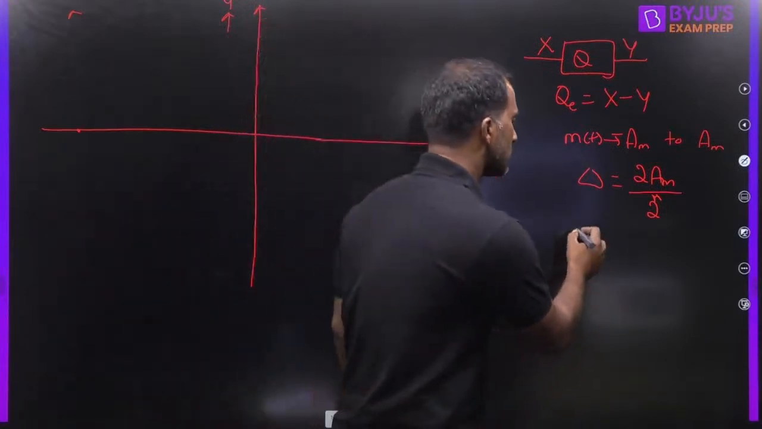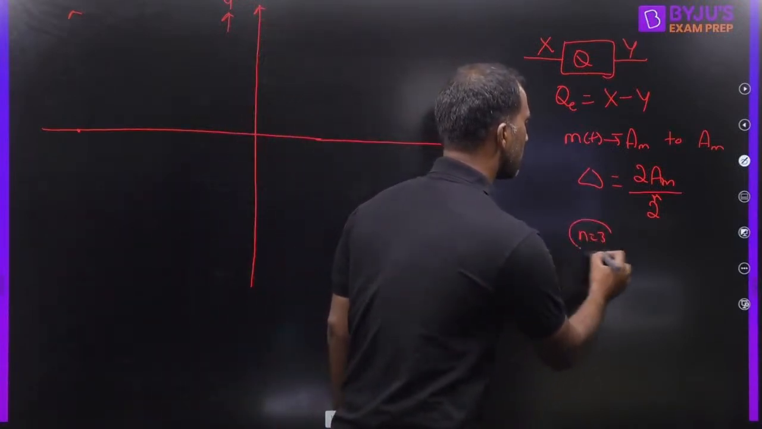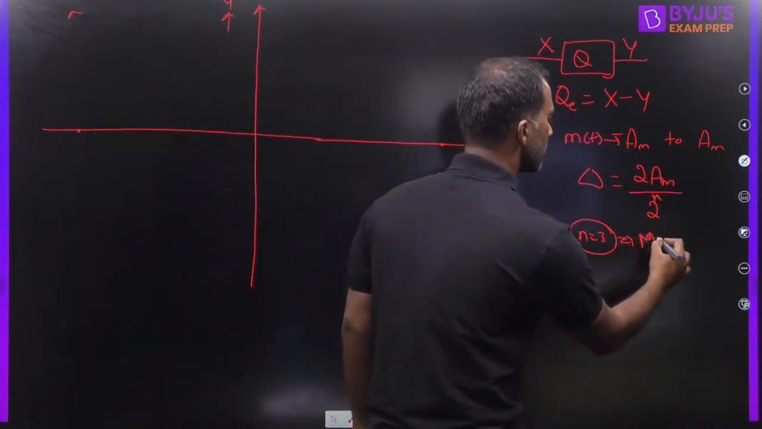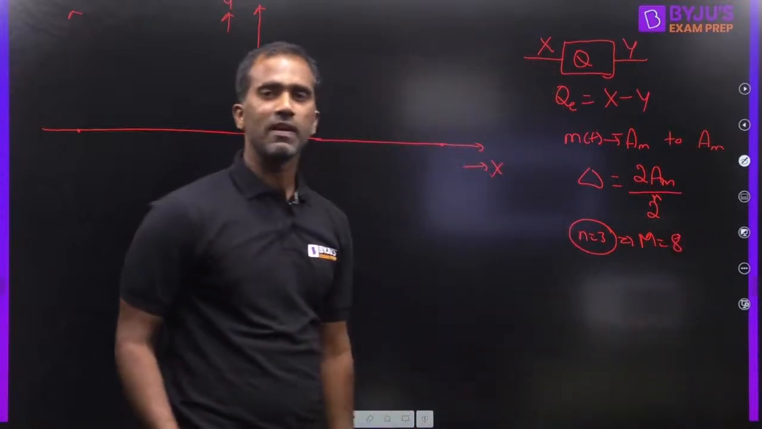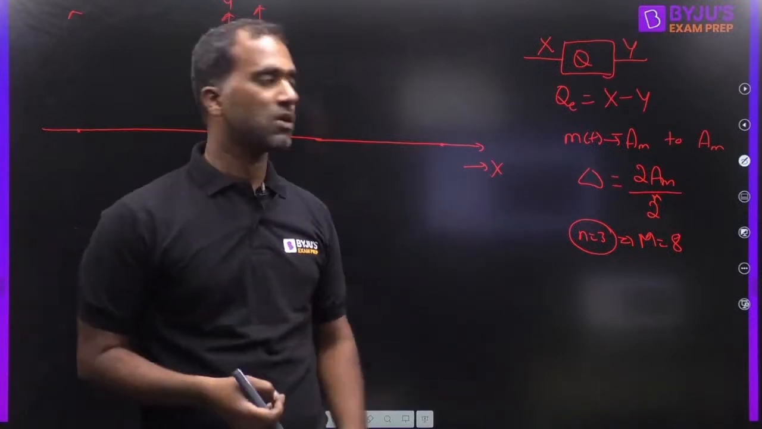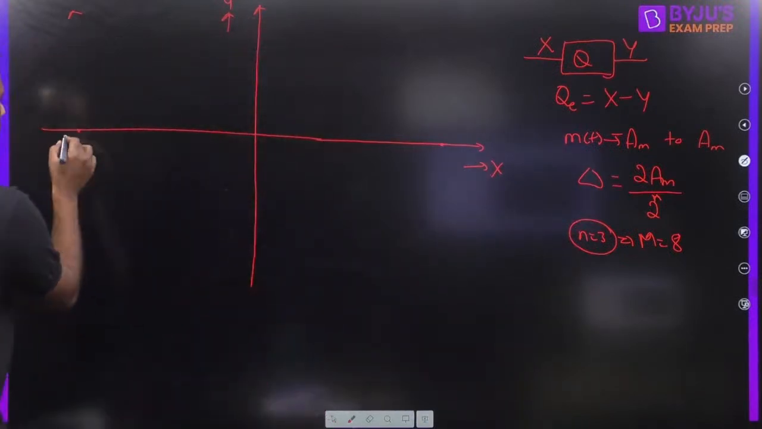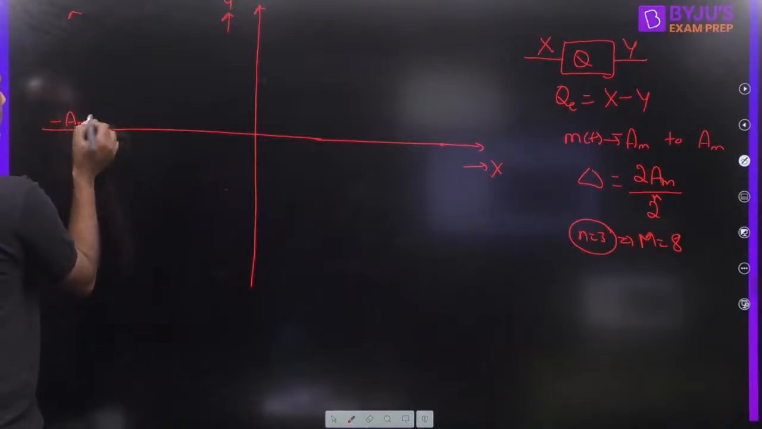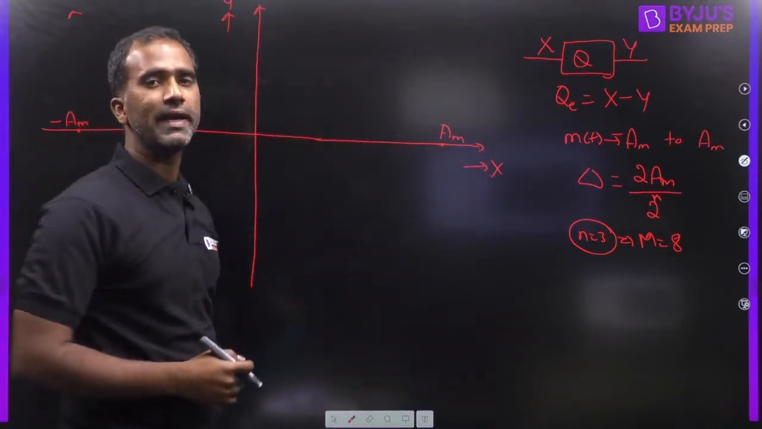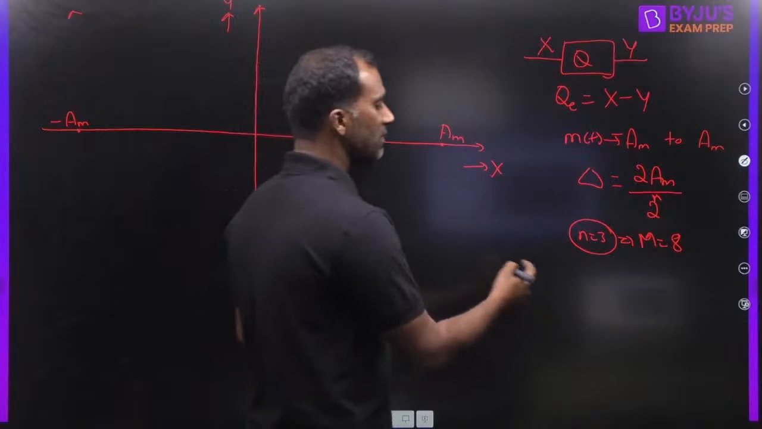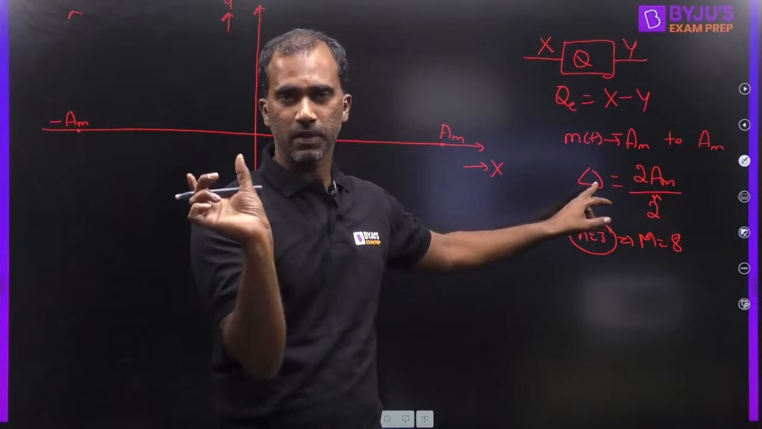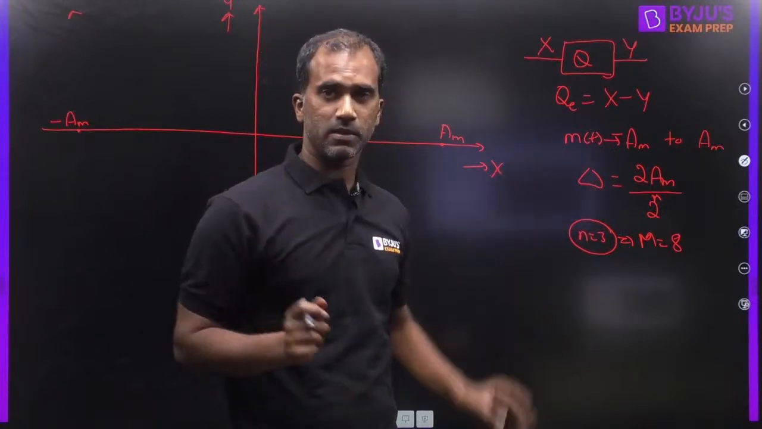So let me take n as 3. I'm talking about a 3-bit quantizer. If n is 3, then what is the M value? M value is 8. So M value is 8 means we have to divide the total region, the total voltages possible in the signal, into 8 parts, because I'm assuming n is 3. So the lowest voltage possible is minus Am and the highest voltage possible is plus Am. Let's divide this total range into 8 parts. When you divide this into 8 parts, the length of each part or each region, we call it the step size.